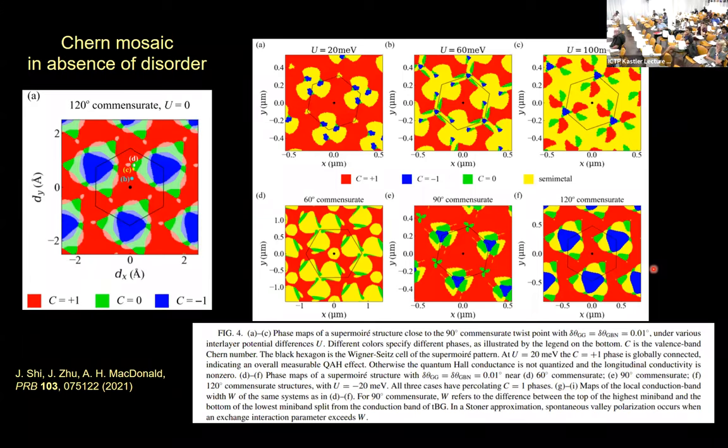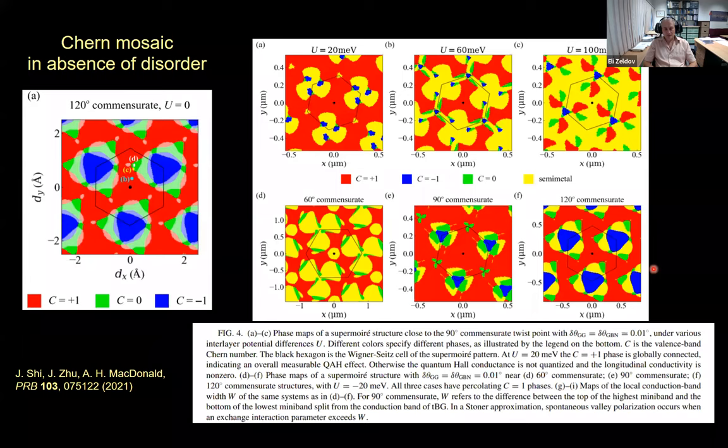Do you also get orbital magnetization away from magic angle? We haven't. Generally, we see strong orbital magnetization in any system that we have looked at so far. But specifically, we haven't looked at twisted bilayer graphene away from magic angle.